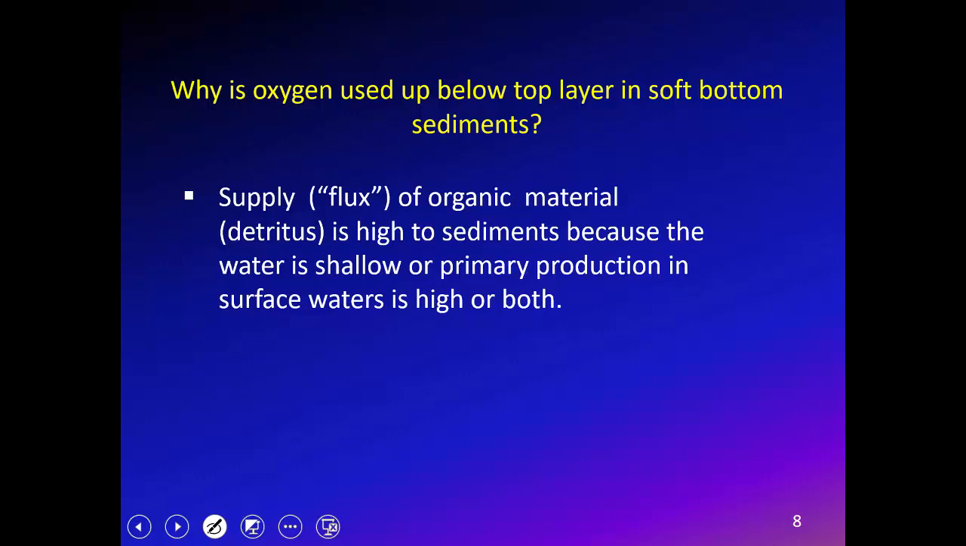For one thing, these environments see a lot of organic material. So the flux, or the supply of that organic material, mainly in the form of detritus, is quite high. And that's the case when the water's shallow, less than 50 meters. And also you have to have high rates of primary production, often close to a coast. In shallow waters like this, you can see high primary production. So you need to have both.